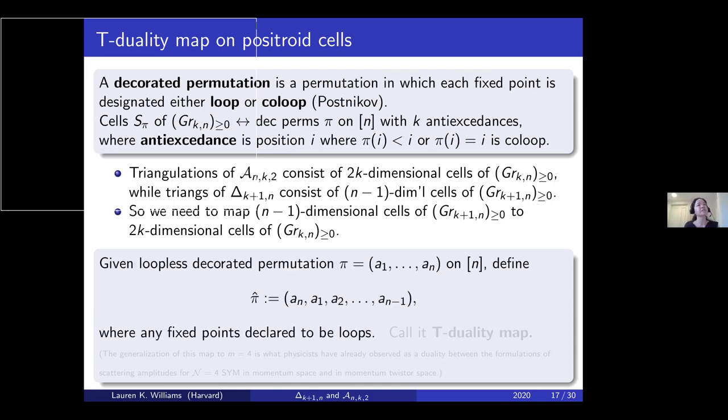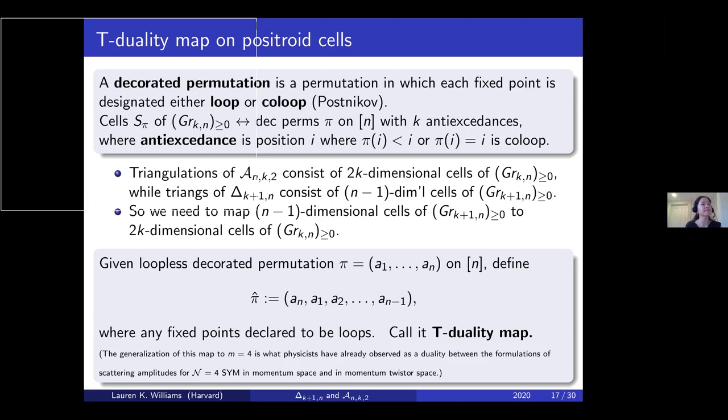Okay, so now we just define this very simple map. If you give me a loopless decorated permutation pi, which I'll just write as a list of numbers a_1 through a_n, and this means 1 goes to a_1, 2 goes to a_2, and so on, then we'll define pi hat to just be the same permutation after cyclically rotating the coordinates. And we'll declare that in pi hat, fixed points are loops. So we call this the T-duality map.